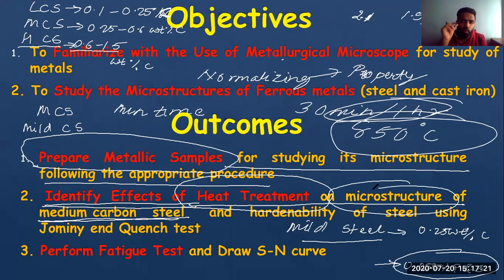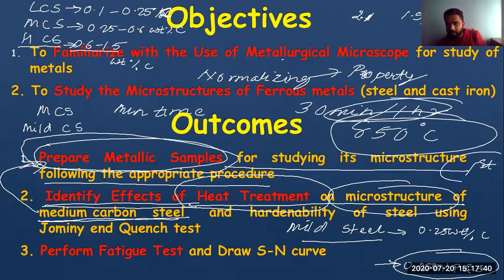Okay, so if you want to view the microstructure of medium carbon steel, you again have to go to the first experiment. First of all, what was the first experiment? After heating, it is not like you can directly keep it under the microscope to view its structure. What you have to do, you have to prepare the metallic sample. So what you are going to study in the first experiment will be repeated again in the second experiment.